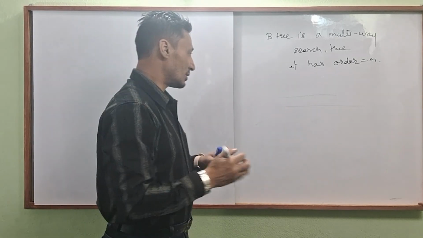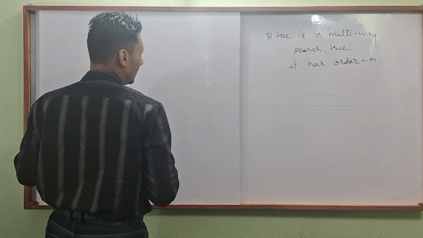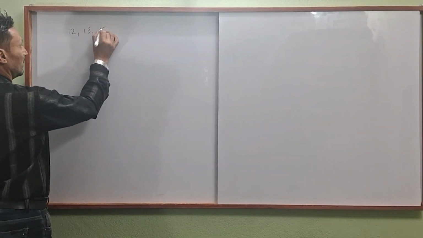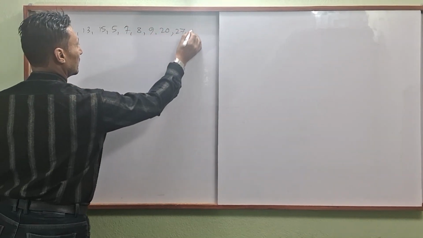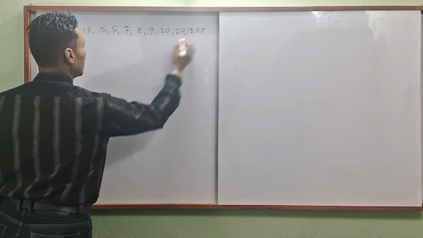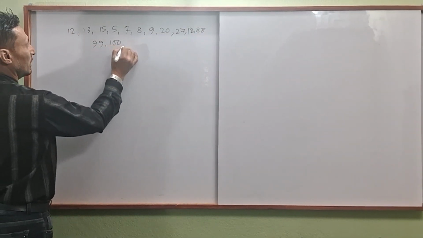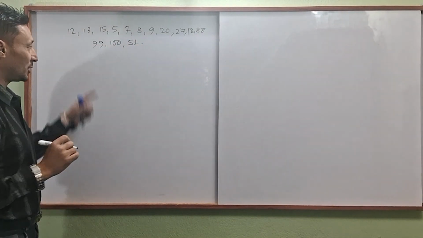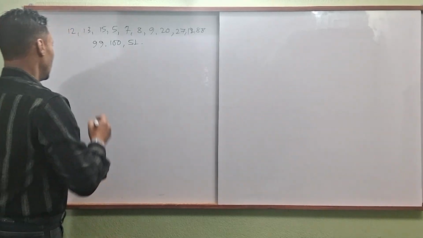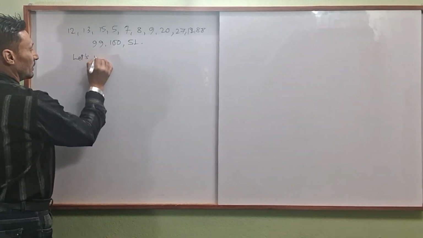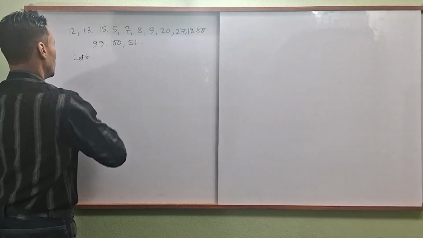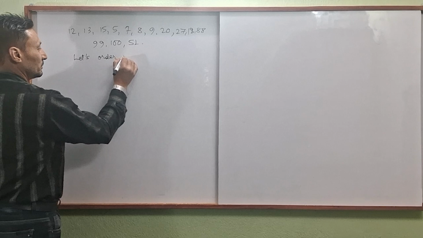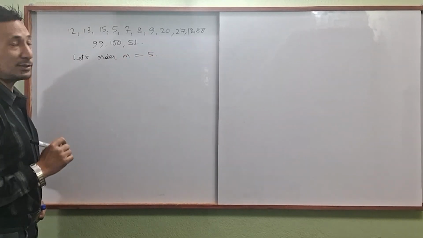Now let's consider some data. Let's suppose we have the data like this. Suppose this is the data using which we have to create the B-tree. Let's suppose the order be M, order be 5. Let's suppose order is equal to 5. Now let's create this B-tree.